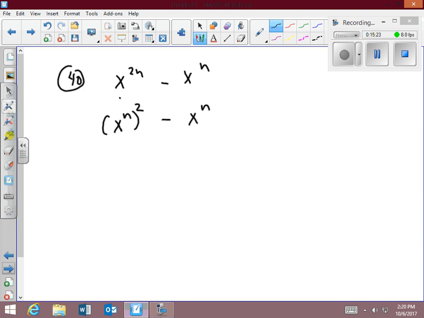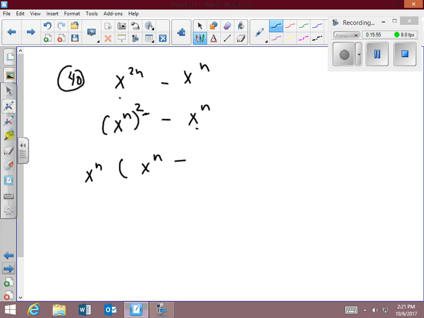Now do you see the two terms? What do you have in common? An x to the n, isn't it? So you could take an x to the n out, and then what would you have left in the first term? I've got an x to the n left, right? I had two of them right up there. I'm taking one out, so I have one left. Now in the second term, I'm taking this one out, so what's left?